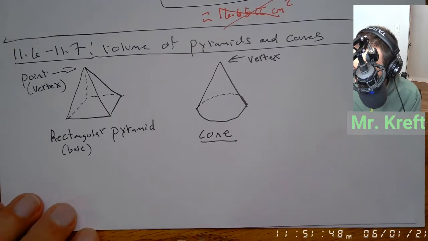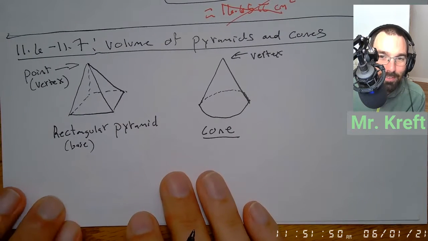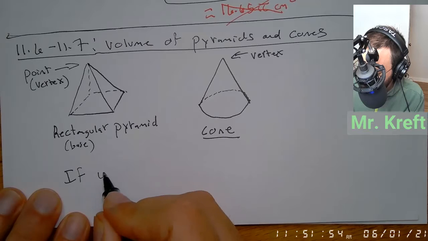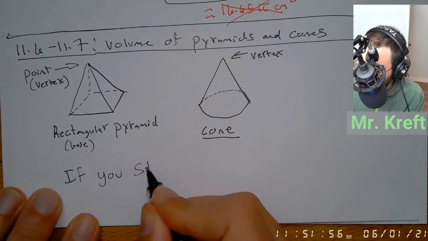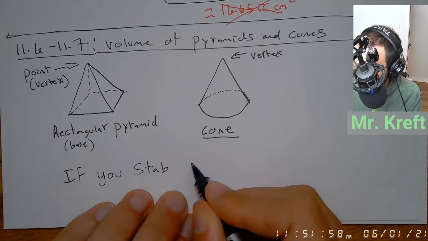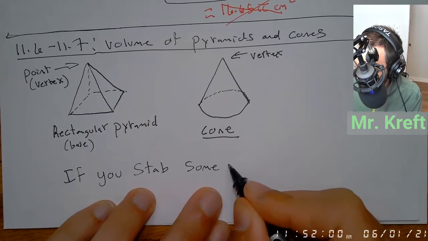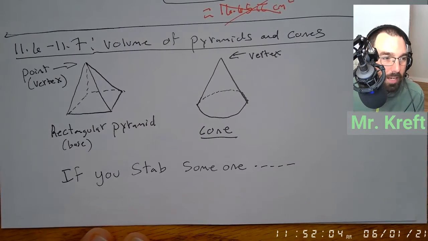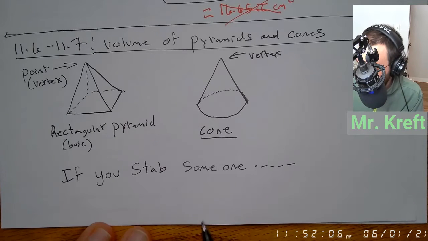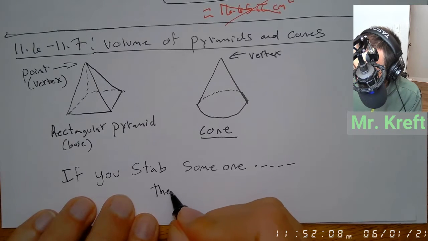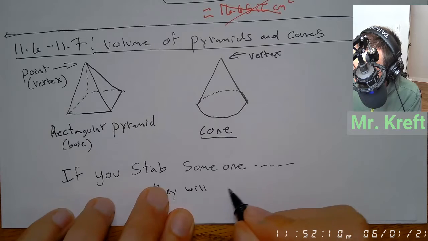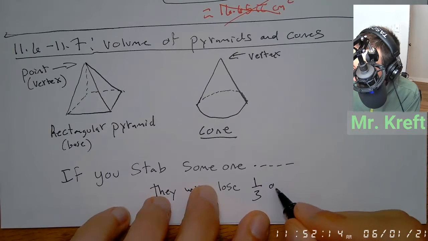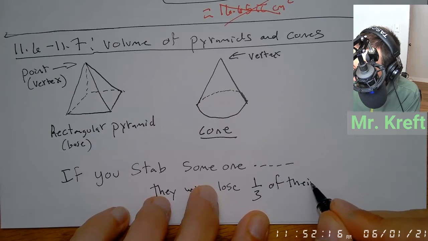So this is how I remember it. Okay. If you stab someone, they will lose 1/3 of their blood.